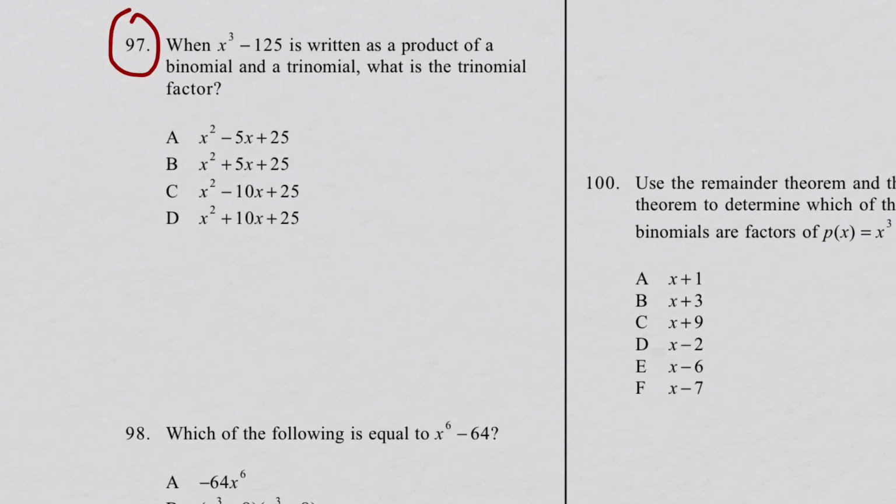Okay, moving on to number 97. When x to the third minus 125 is written as a product of a binomial and a trinomial, what is a trinomial factor? So we have x cubed minus 125. That is a perfect cube minus a perfect cube. So I'm going to go ahead and break that down. Since it's a perfect cube, I can write it like this.